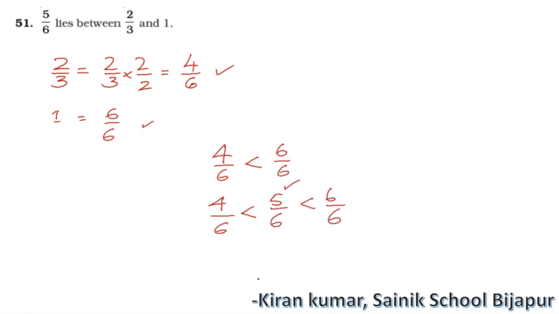This particular number 5 by 6 is between 2 by 3 and 1. So this particular statement is a true statement.